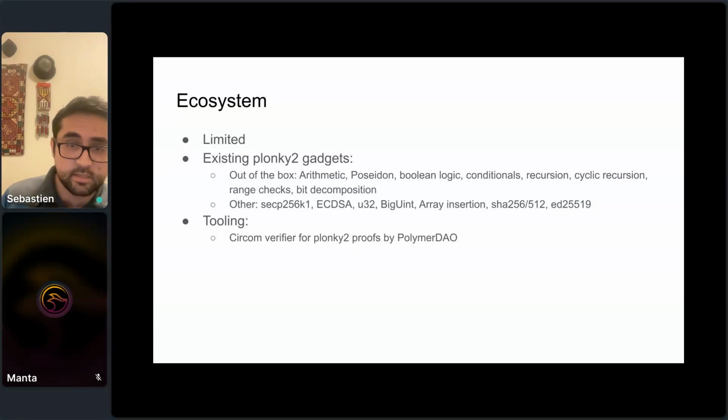Tooling wise, there's actually a prototype by Polymer DAO, a cool company building a zk bridge. Check them out. They are building a CIRCOM wrapper for Plonky2, and what that means is that you can go from a really fast Plonky2 proof to the tiniest Groth16 proof, and then eventually put that proof on Ethereum. This is something in progress, but it's a really cool experiment that you will be able to do soon. It's open source, so we'll be able to do that soon with Plonky2.